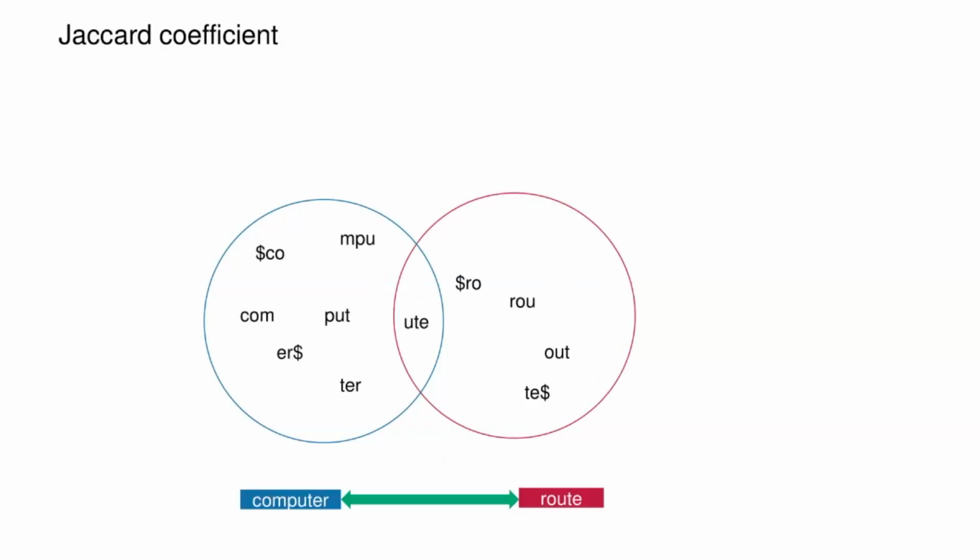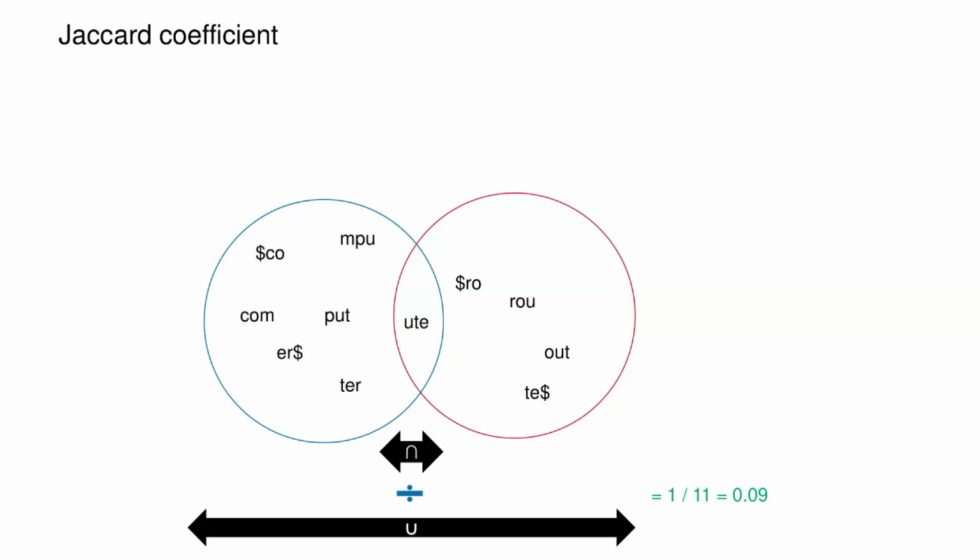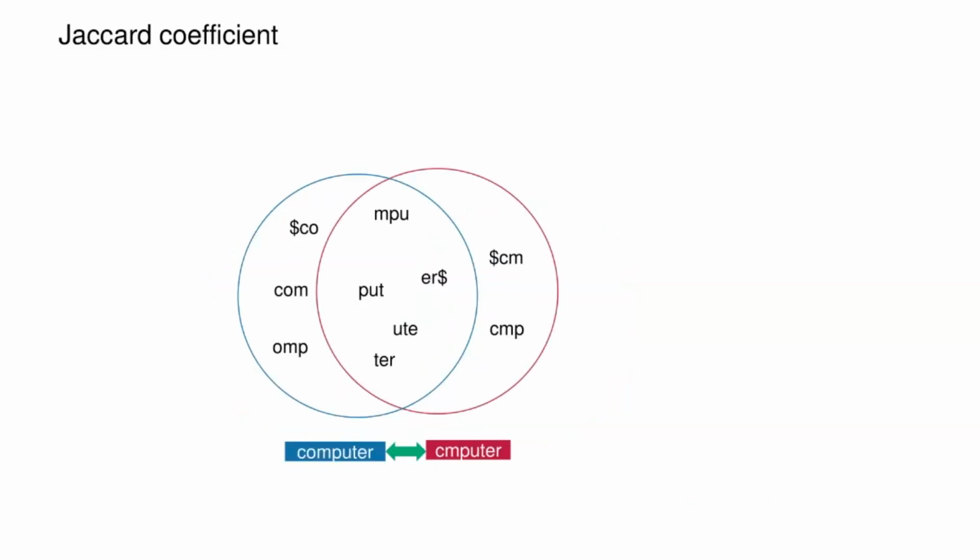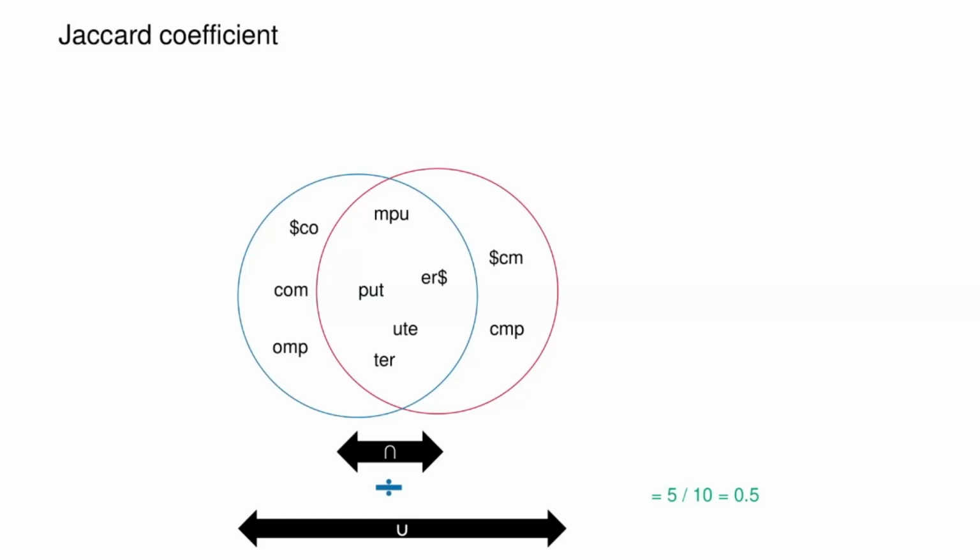Computer and root, here we have a percentage of 9%, 1 divided by 11, right? And now computer and computer, we have 0.5, right? So you see now it's starting to be able to discriminate the terms that are very similar and those that are not very similar.